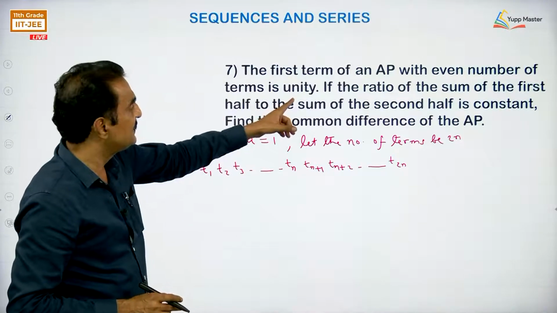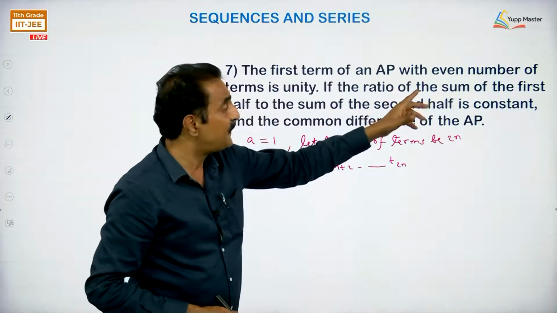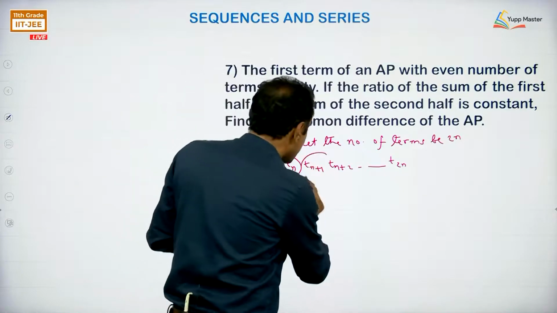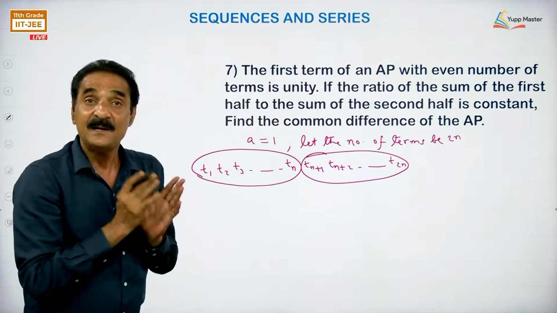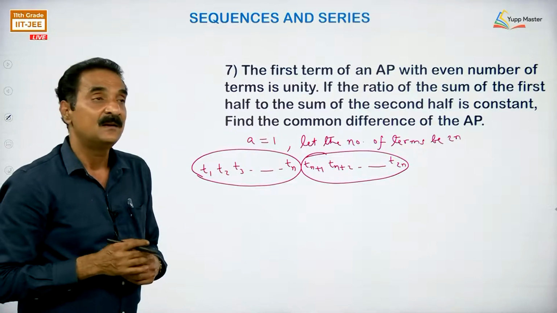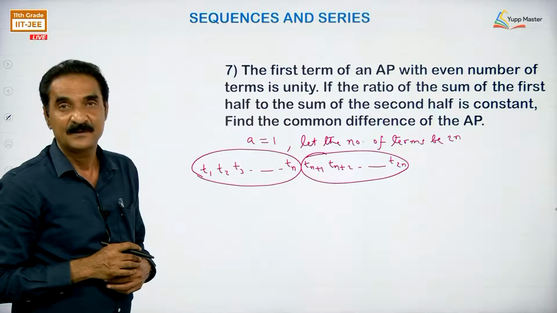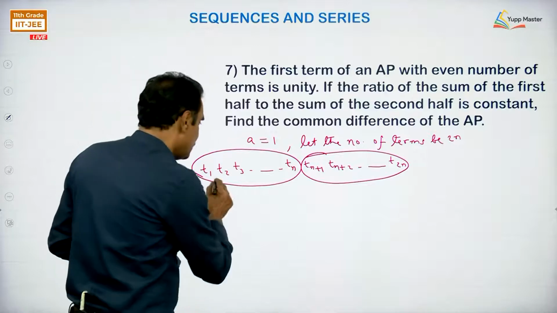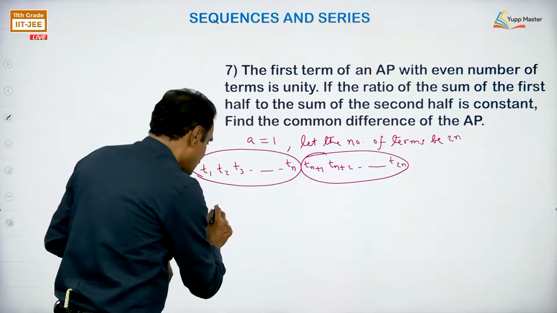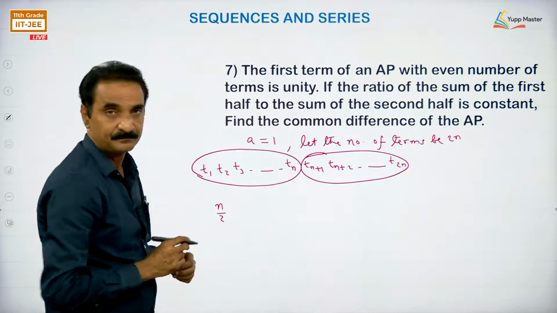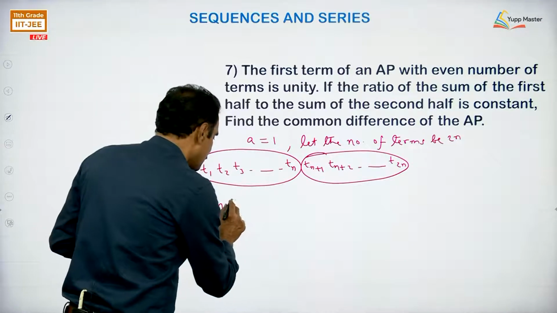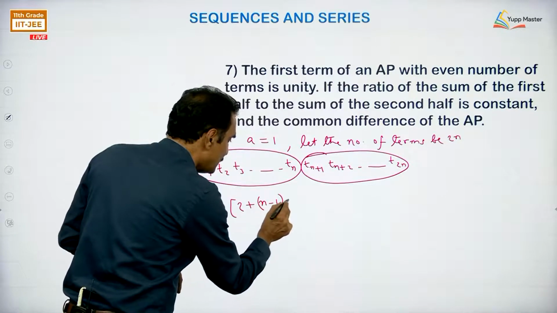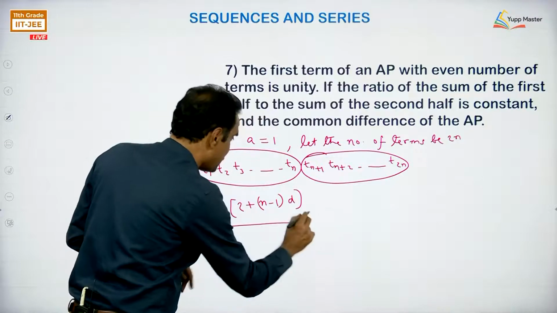What is the given condition? The ratio of the sum of the first half, this sum, and the sum of the second half, this sum, are in a constant ratio. Then what is the common difference? Now first I will find the sum of the first half of the series. This is just a usual AP, n by 2 into 2a, a is 1, so 2 plus n minus 1 into d, I do not know d, divided by the sum of this.